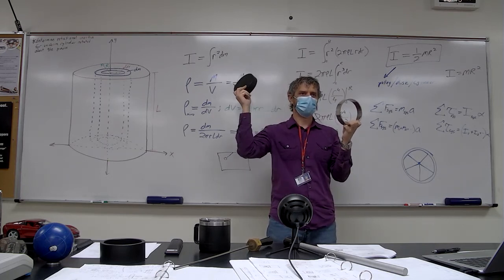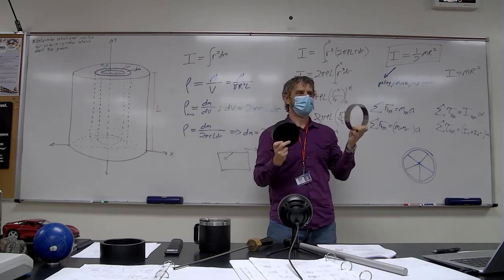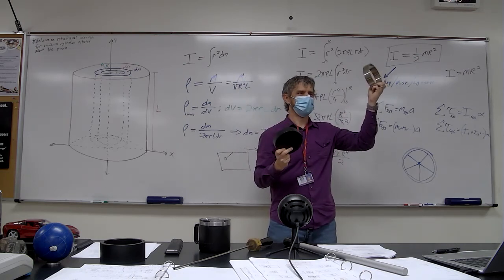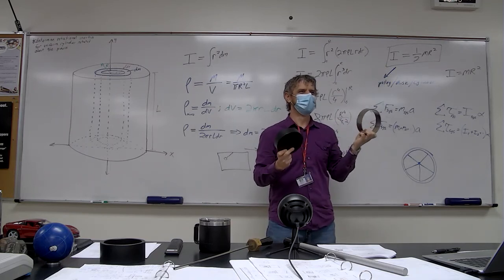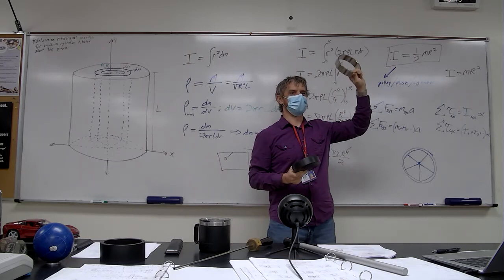The one in my right hand? Left hand? My right hand on your body is that one. This one has the higher rotational inertia.